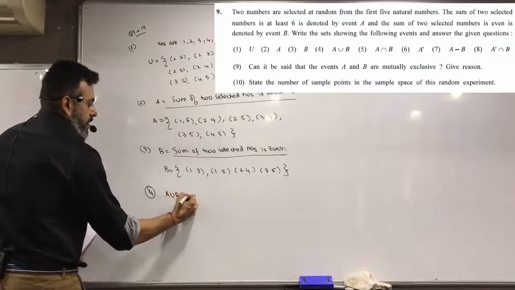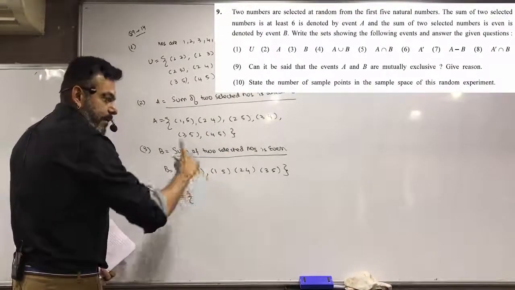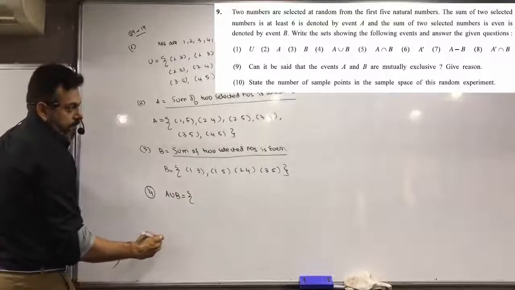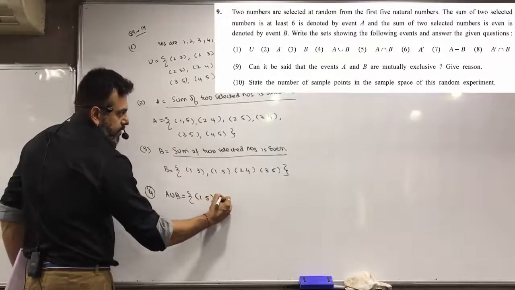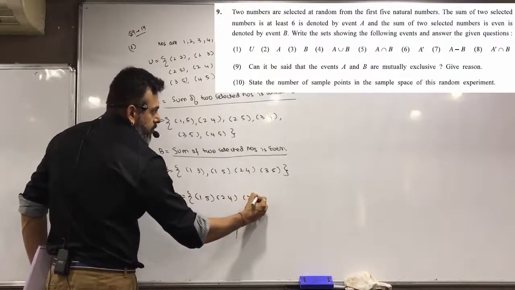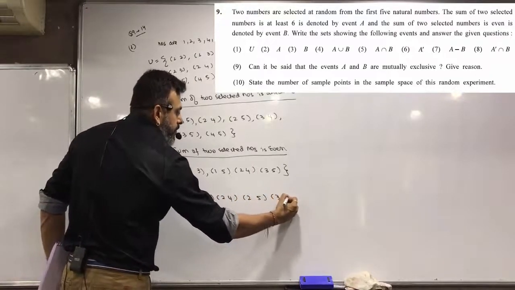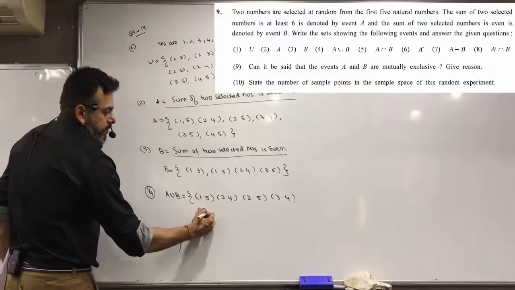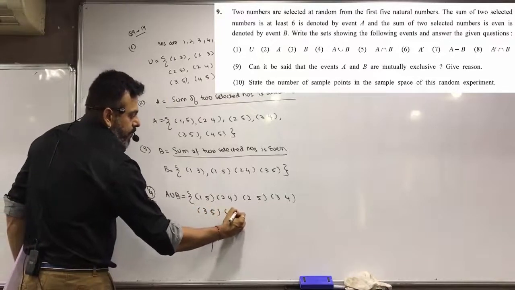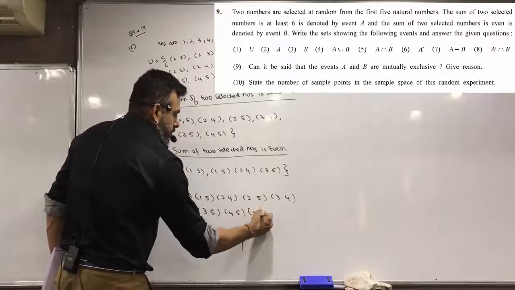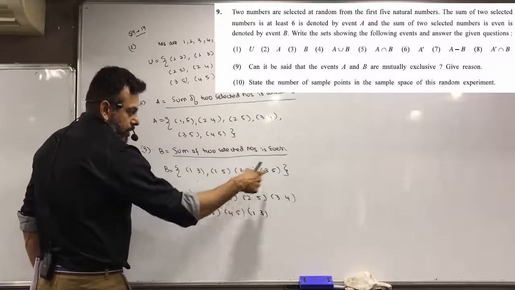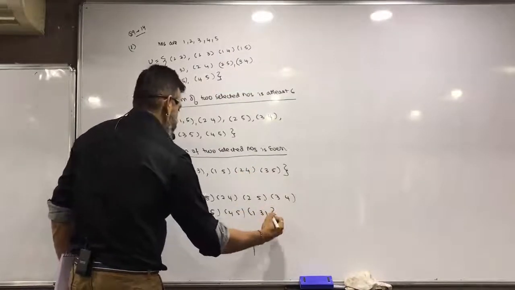Okay. A union B. A union B is equal to, everything will come. Okay. So we start with 1, 5, 2, 4, 2, 5, 3, 4, 3, 5, 4, 5. Besides this, 1, 3. 1, 5 has come, 2, 4 has come, 3, 5 has also come.